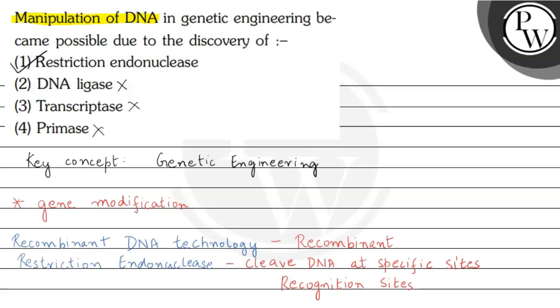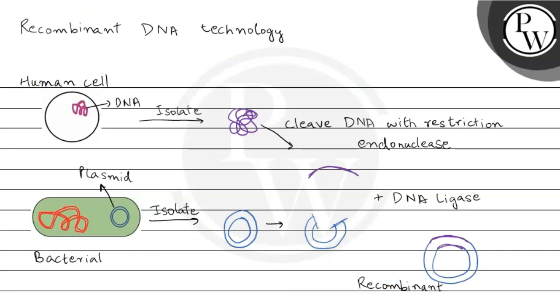So our final answer, so हमारा final answer क्या है? Option 1, that is restriction endonuclease led to the discovery of genetic engineering. Hope you understood this well.